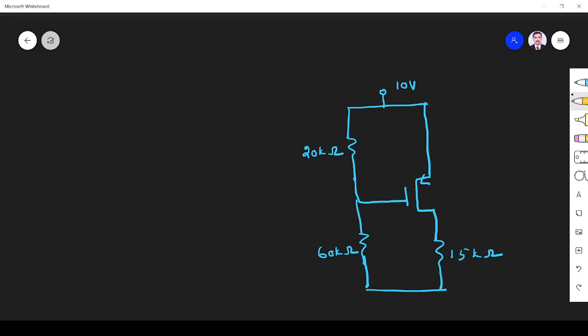Let us solve one more problem. So here the device parameter is given as Kp is equal to 0.2 milliamps per volt square, right? And Vt is again minus 0.8 volt, right? What we have to find is, as usual, VSD and ID. So what is your VSD? What is our ID? Right?